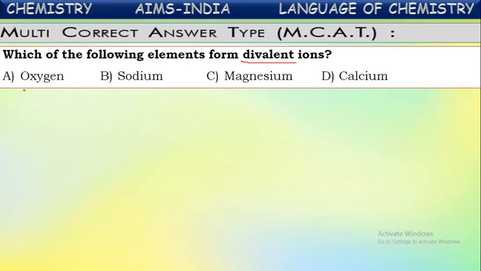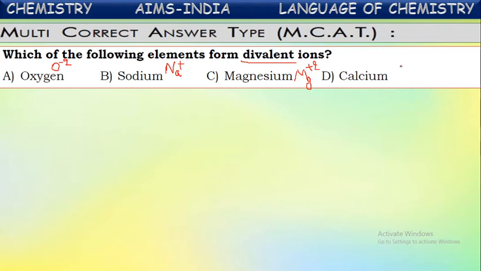Say the ion formed by oxygen, we call it oxide ion. Its valency is 2. What about sodium? Sodium ion formula is Na plus. So it is formed by losing only one electron, whereas oxygen ion is formed by gaining two electrons. Whereas magnesium forms an ion by losing two electrons. It is called Mg plus 2 ion. So its valency is also 2.